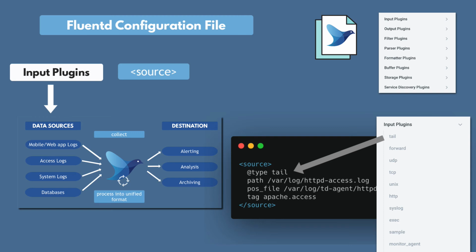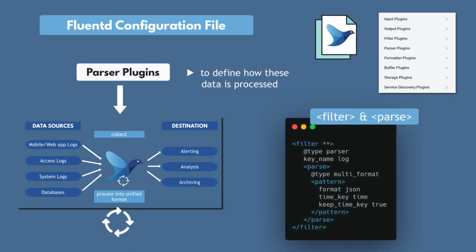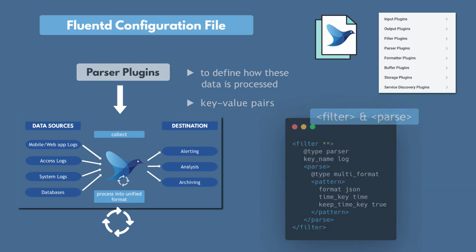So first you configure which application logs you want Fluentd to start collecting. Second, you configure how these data entries will be processed, line by line. So you parse each log as an individual key value pair. You have log level, message, date, user ID, IP address, etc. And you do that in Fluentd using parsers.